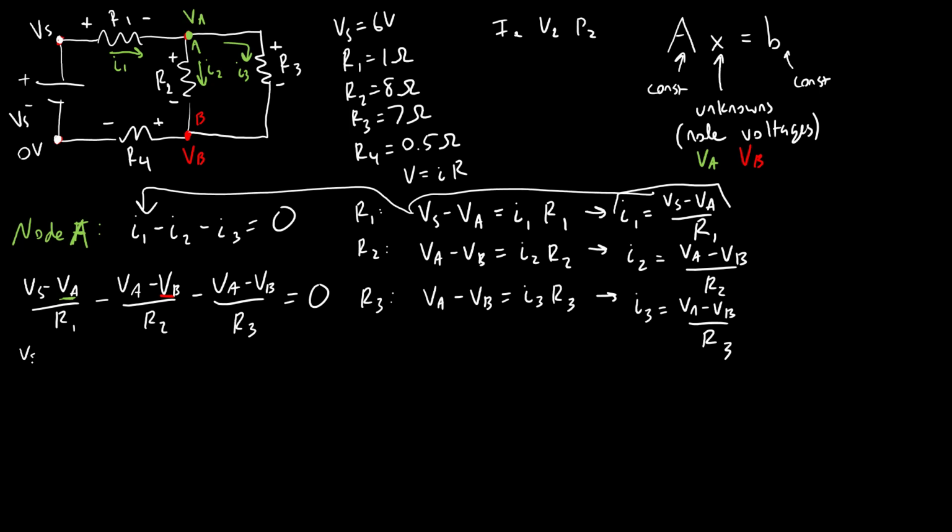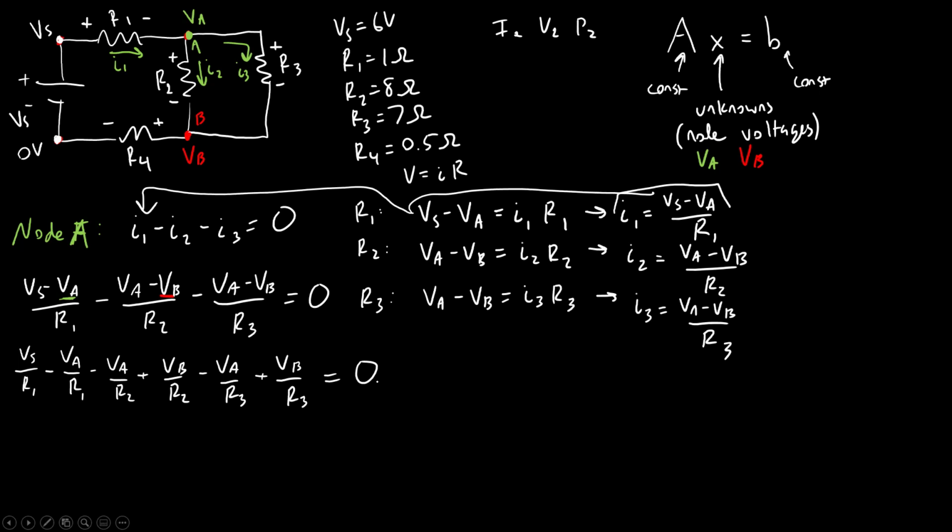We're actually going to split all of these out. So I'm going to have Vs over R1 minus Va over R1 minus Va over R2 plus Vb over R2 minus Va over R3 plus Vb over R3 all equals 0. And we're going to collect all of our coefficients for the Va and Vb terms, and we're going to move the Vs over to the right-hand side because that is a constant.